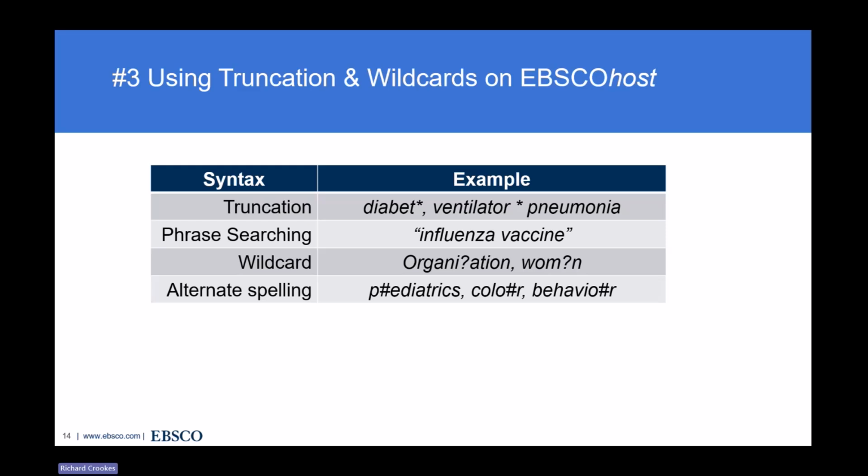Then we have alternate spelling. We have the hash wildcard. So again, if you're looking at pediatrics, you can put P hash and then the rest of the term to find both variations, PED or PAED, US and UK English there for pediatrics. And also for color and behavior, you can add O hash R. That'll find both variations, and likewise with behavior. So if you look at cognitive behavioral therapy and so on, you've got O hash R, as it were. Okay. So again, just some examples of how you can use the truncation and wildcards on EBSCOhost.